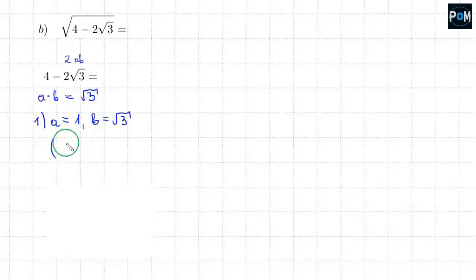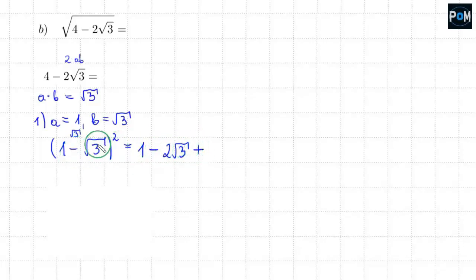We take A in brackets, which is 1. There was a minus sign before this term, so I put minus here and give B, which is the square root of 3. Now I'll just check if it really fits, but it must fit. I square this one from the formula. 1 squared is 1. Then I have to multiply this by that, which is the square root of 3. 1 times the square root of 3 is the square root of 3, but I double it, and it comes out to be 2 times the square root of 3. With this sign, meaning with the minus.